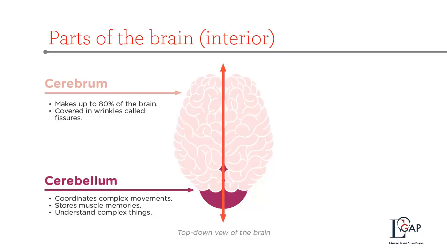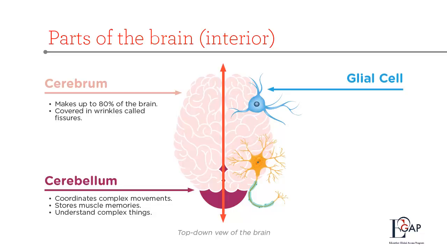The cerebellum helps us fine-tune our movements, emotions, and perceptions, and helps us understand the complexity of things. Your entire brain is made up of brain cells. There are two types of brain cells, neurons and glial cells.